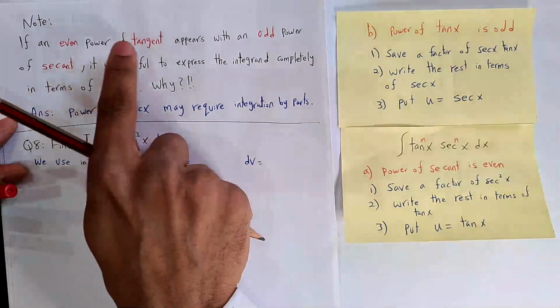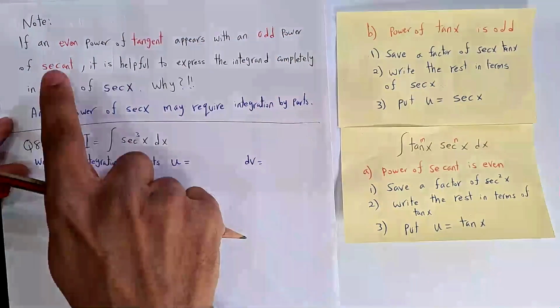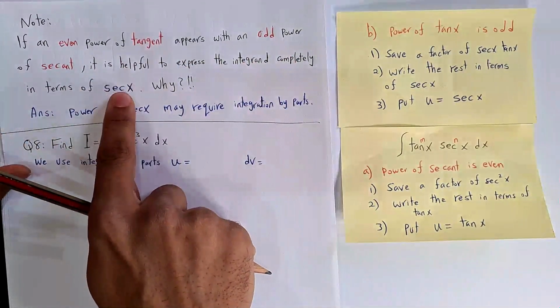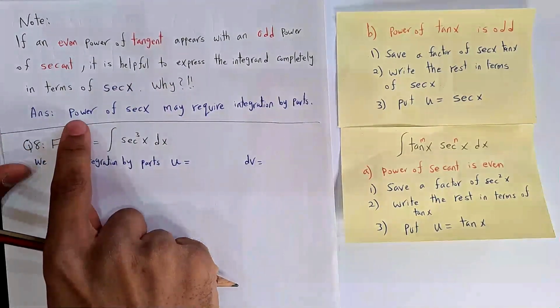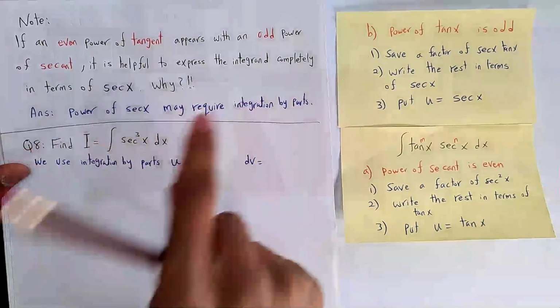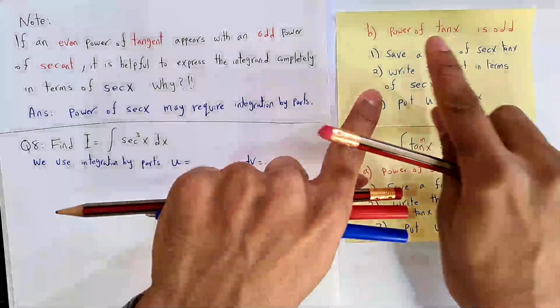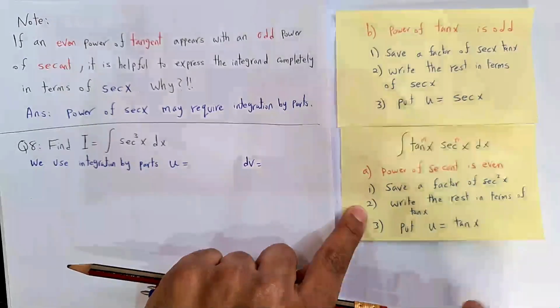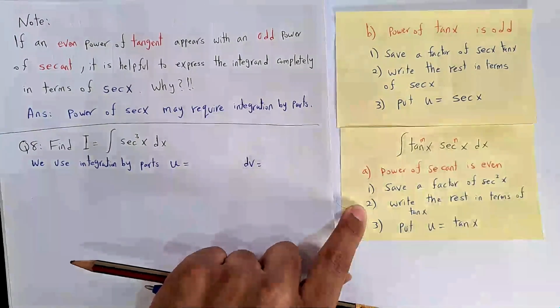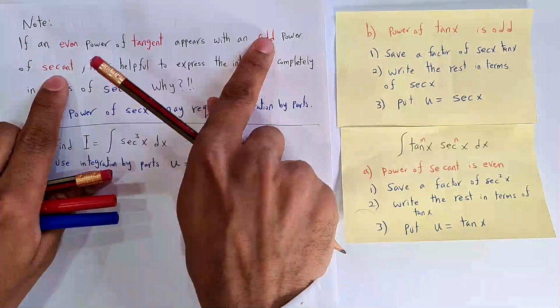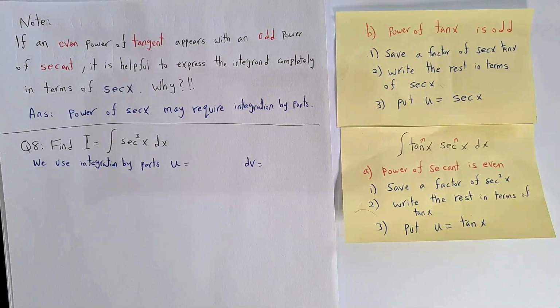Note, if an even power of tangent appears with an odd power of secant, it is helpful to express the integrand completely in terms of secant x. Why? Because powers of secant may require integration by parts. See question number 8. Let me clarify this more. For the power of tangent, we need it to be odd to apply the strategy. And similarly here, we need the power of secant to be even. But here we have the other way around. The power of tangent is even and the power of secant is odd. If you have both of them at the same time, then write everything in terms of secant and you may use integration by parts.